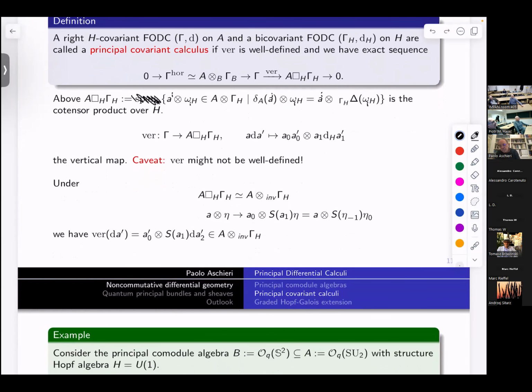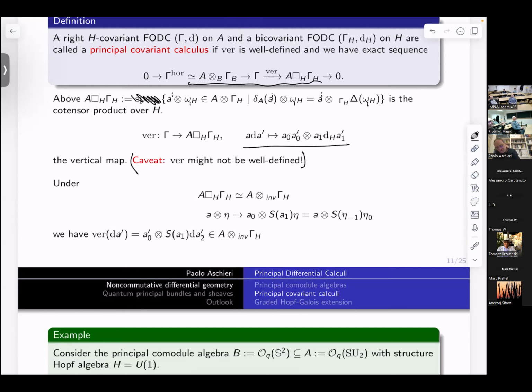Could you explain this caveat? There might not be well defined. It's your assumption. So what you leave outside is there is a well defined map. The definition is there is a well-defined map, yes, and this map satisfies this condition. What are situations where this definition is not? So okay, in which class?